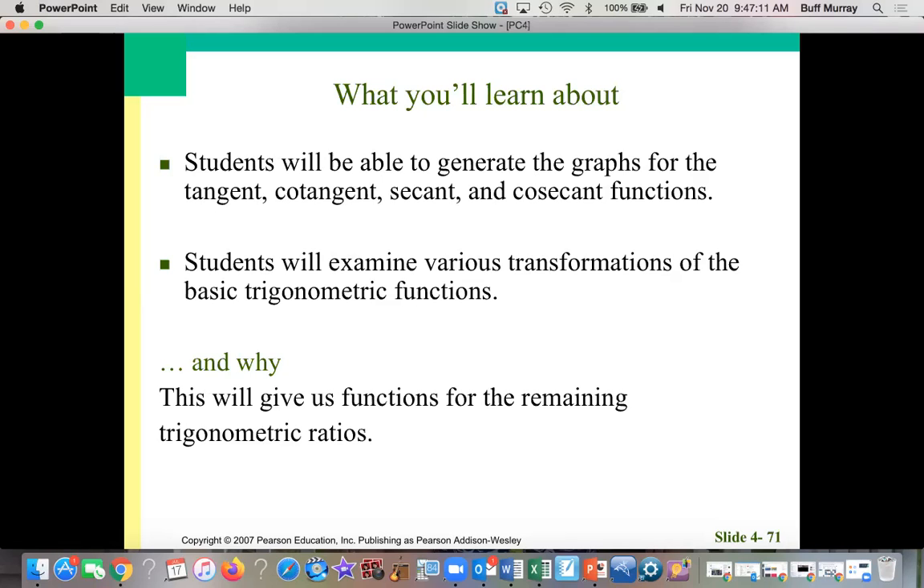Now, keep in mind, we're not going to look at those functions just plain Jane. We're not going to look at them as just cosecant or just cotangent or just tangent. We're going to look at transformations. So let's look at one together here. I'm just going to make one up, and we're going to work through it.